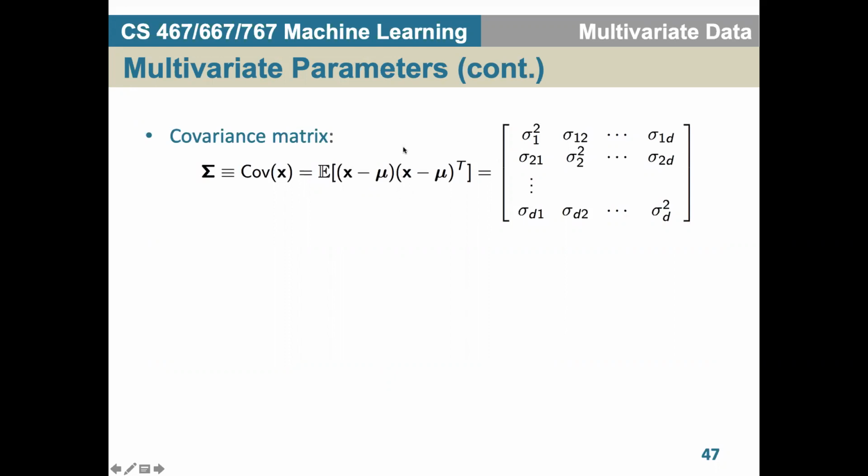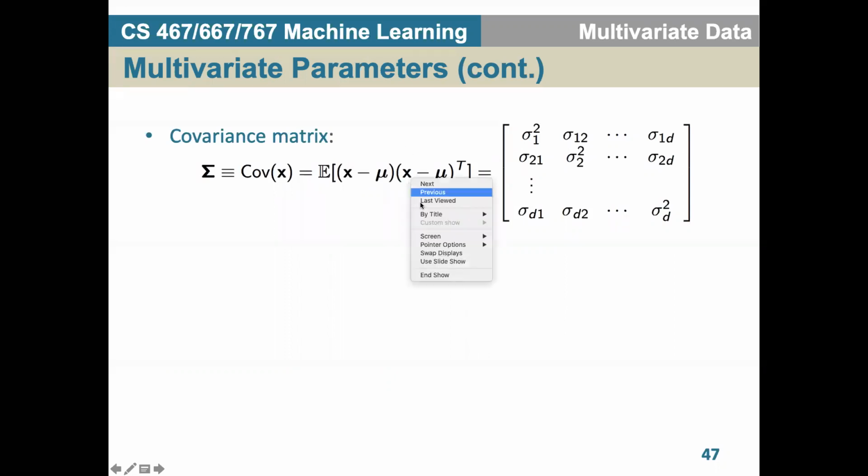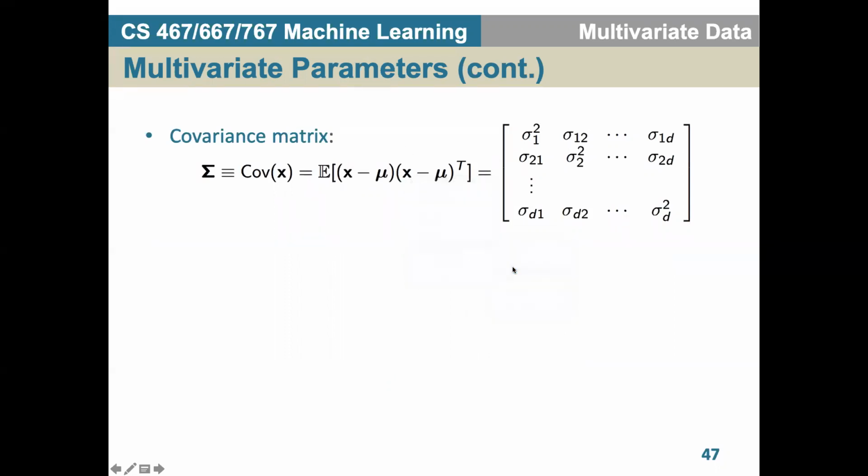Firstly, you need to understand this. Let me call the pen. If you don't understand, I will go through it, so don't worry. This thing is a D by D matrix. We'll see why this is D by D.